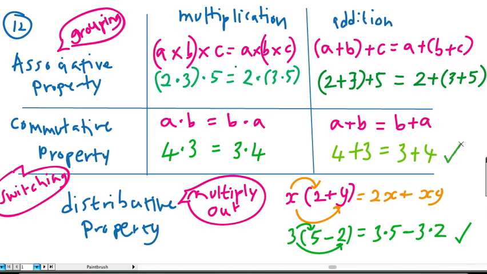This is what we'd write for the commutative property of addition. This is the associative property of addition. This is the associative property of multiplication. And finally, this is the commutative property of multiplication.